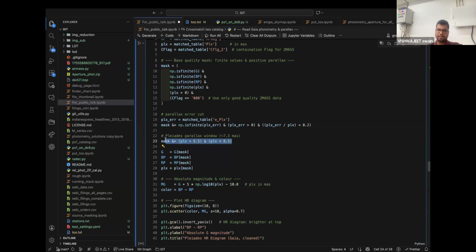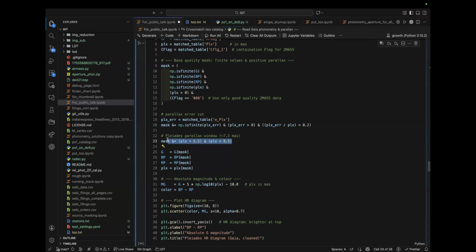And then if you apply the mask, the resultant table will be basically all the sources which have a parallax value between these two values. Is it okay? Yes, I think Bradish must have got the answer. He said thank you.